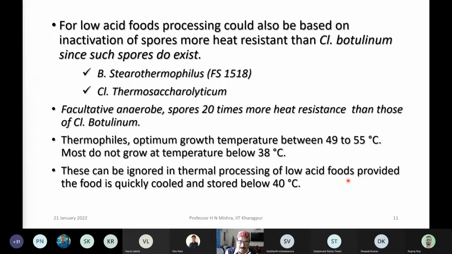And the material, after heating, should be quickly cooled. That is very, very important. It is quickly cooled to below 40 degrees Celsius, or below 38 degrees Celsius to be more precise. And what is the main reason?